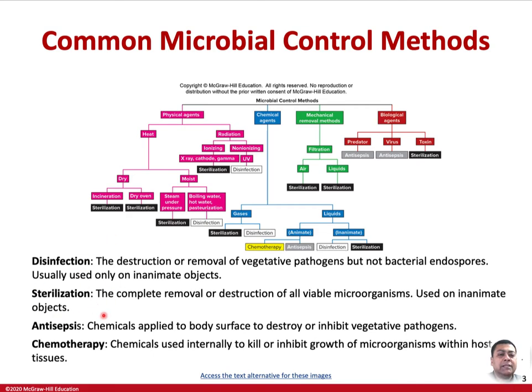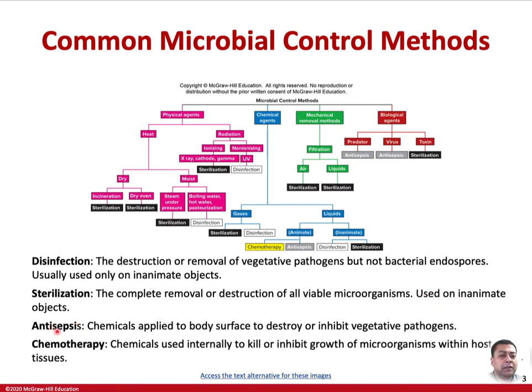The next is sterilization. These are the processes which can sterilize, all in this black background with white lettering. Sterilization is the complete removal or destruction of all viable microorganisms, and this is also used on inanimate objects. So the difference between the two: in disinfection, you kill all vegetative pathogens, but not the bacterial endospores. Sterilization will destroy all the vegetative pathogens, of course, along with all bacterial endospores.